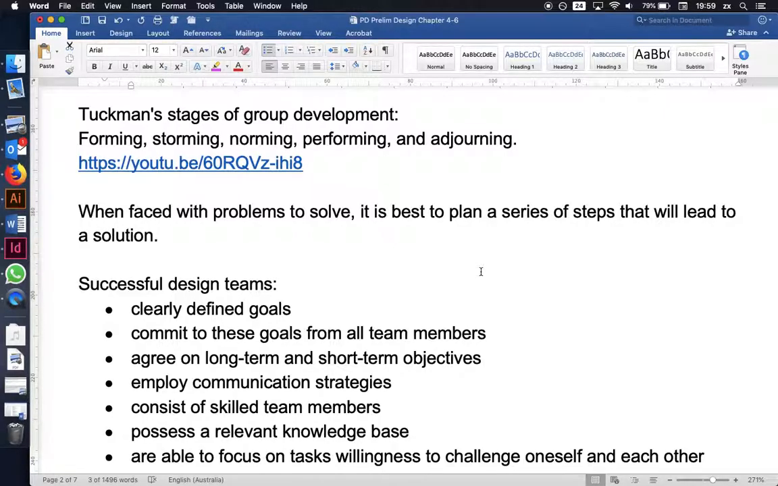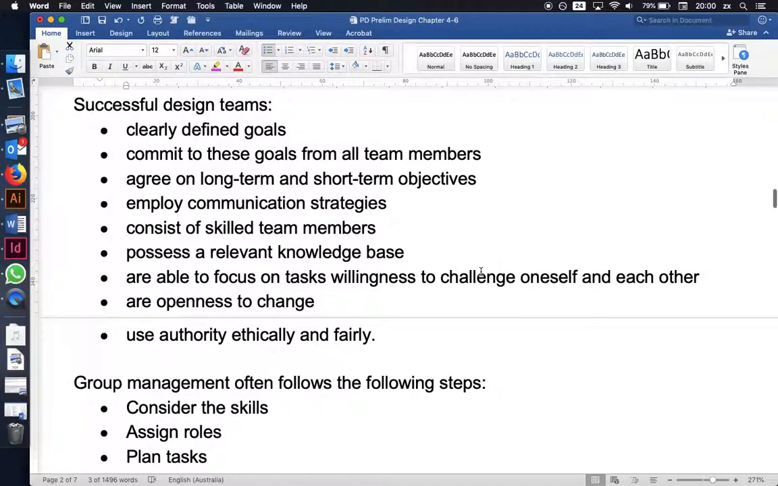When faced with problems to solve, it is best to plan a series of steps that will lead to a solution. Successful teams will go through these steps. They will have, so this is down below, questions that will talk about what the characteristics of successful teams are. These will include things like they clearly set defined goals.